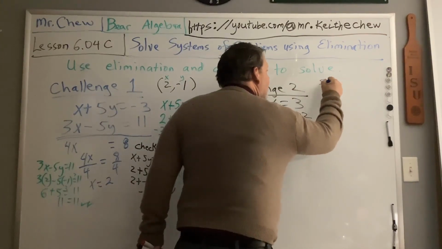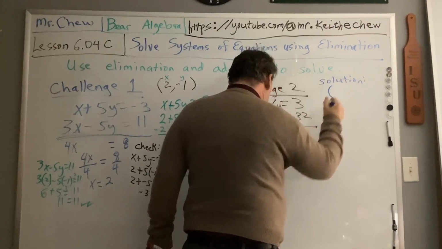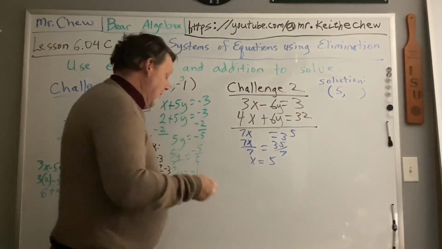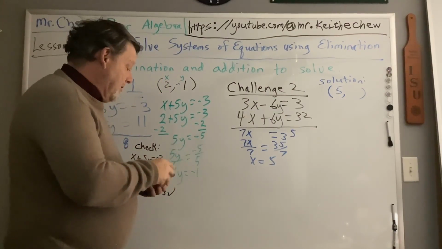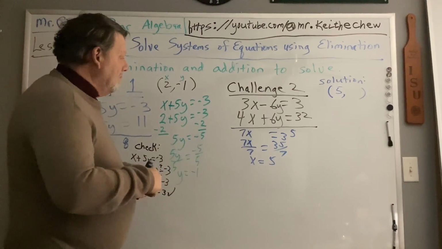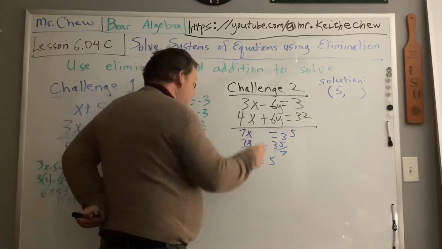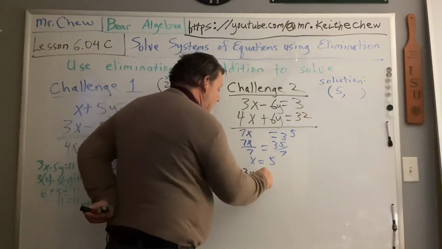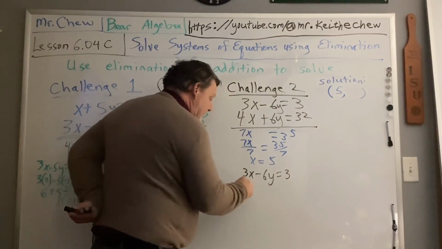So the solution, I believe, is going to be 5 something. Well, I don't know what the something is until I find it. So I take an equation, doesn't matter which one, I'll just go ahead and use the top one. They both will work, and I put a 5 wherever the x is.